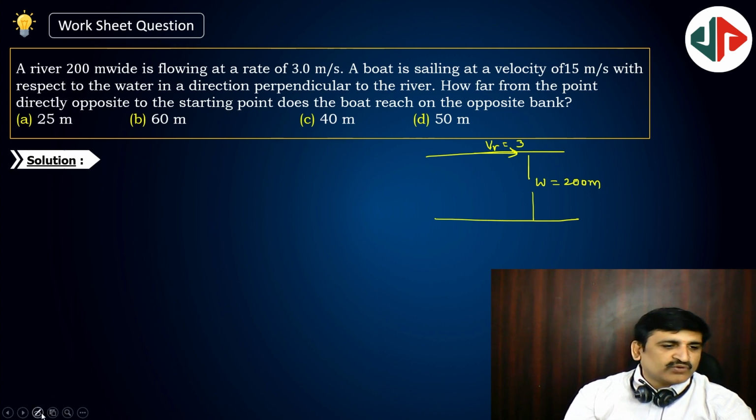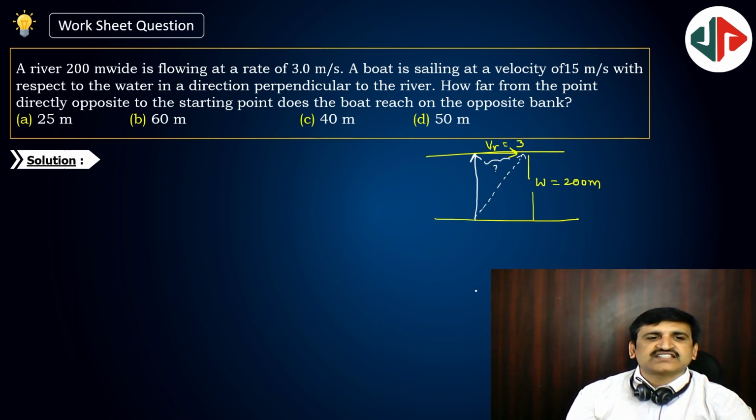If the boat is sailed perpendicularly, then obviously it will come here, right? How far, he is asking. Drift distance he is asking. So drift is equal to velocity of the river into time of the boat in the water.